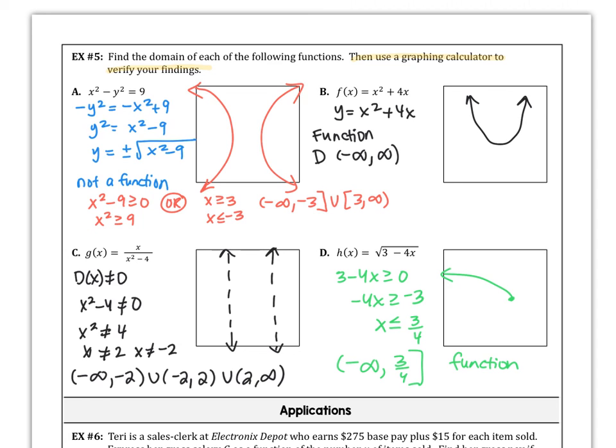So you need to be able to figure out the domain of these things without looking at the picture, because not all the time are you going to have a graphing calculator with you. There are portions of the test that will be with a graphing calculator and part that will not be with a calculator.